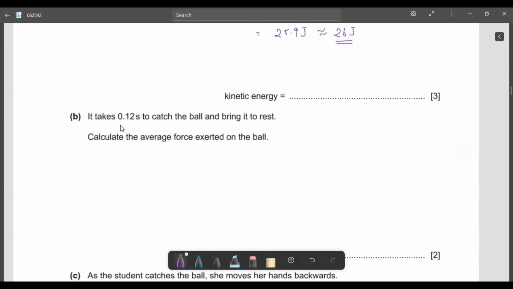Next, it takes 0.12 seconds to catch the ball and bring it to rest. Calculate the average force exerted on the ball. So force can be written as F equals ma, and the equation for acceleration is velocity by time. So at this point I am substituting m into v by t. Here m is 0.16 mass, velocity is 18 and time is given as 0.12.